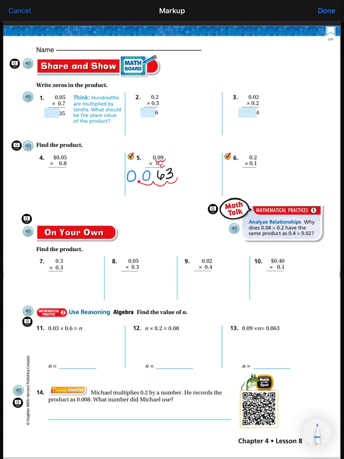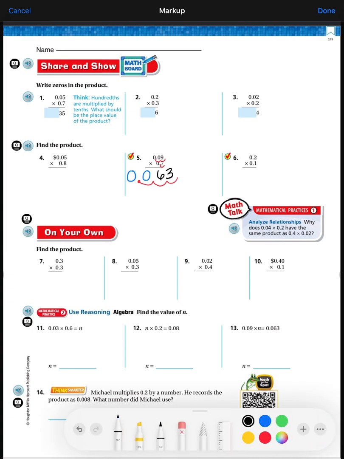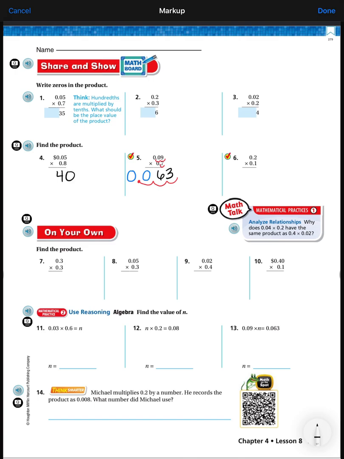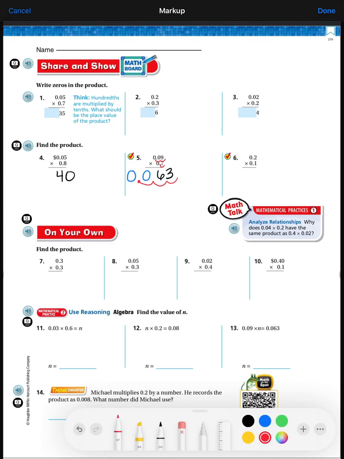All right, let's look at number 4. This one's money. Okay, this one's a little different. So we do have to include that dollar sign. So we have our numbers 5 and 8. Well, we can easily do 5 and 8 in our head, right? 5 times 8 is 40. So start by writing that.